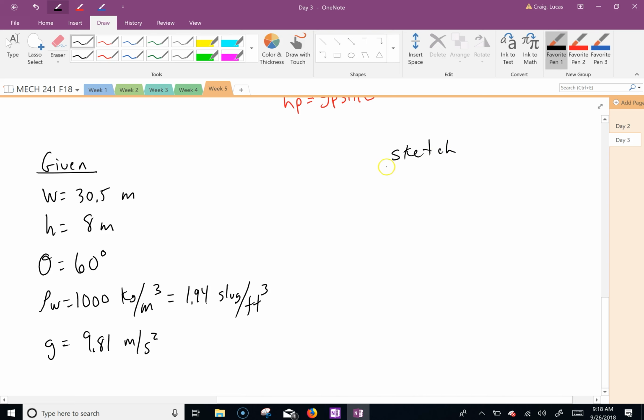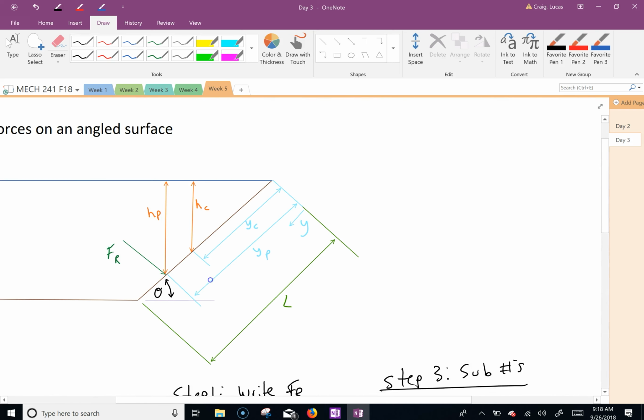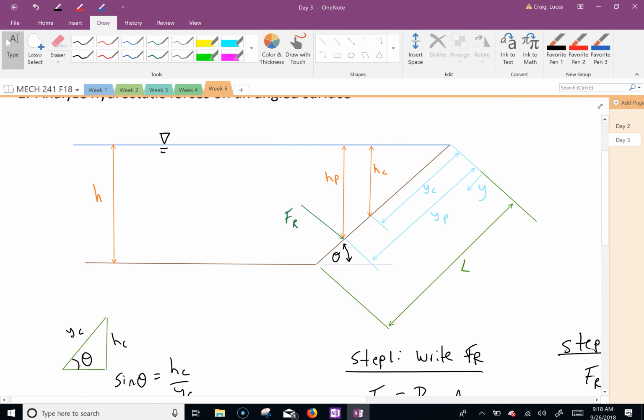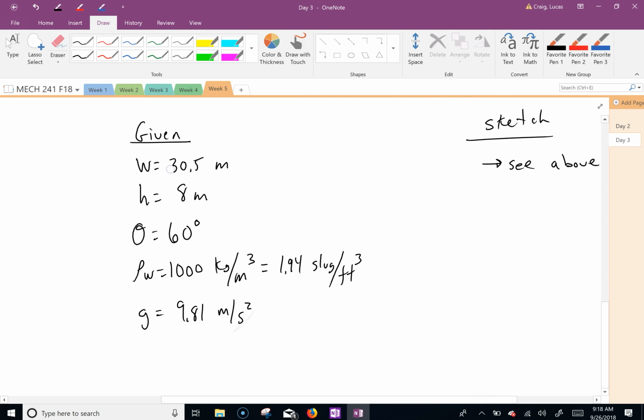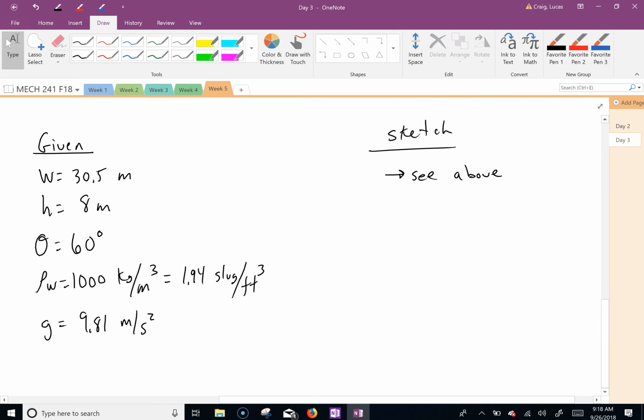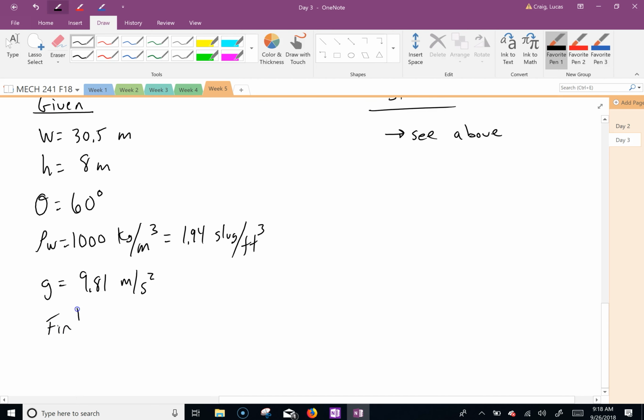Sketch. For now, see above in your notes. So on your homework, what do I expect? This beautiful sketch right there. And nice and straight. If I see it and it's not, I'm going to give it back to you. I might buy a stamp that says unacceptable in red. Might have to 3D print one. Okay, and we're finding FR and HP.